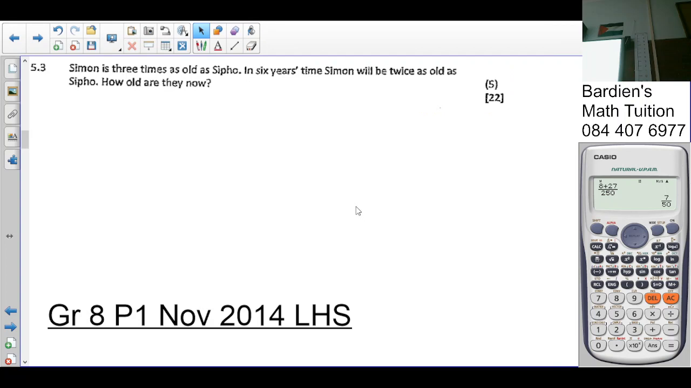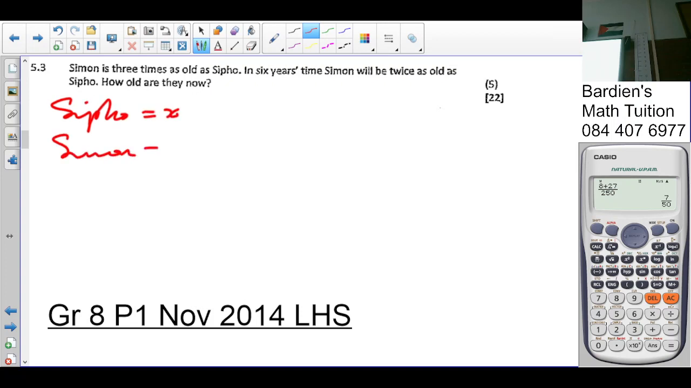Okay, so we got two people here. This is Simone. He's 3 times as old as Sipo. Simone is 3 times as old as Sipo. So who is younger? Sipo. So you let Sipo equal x. Then Simone is equal to 3 times as old as Sipo, which is 3x. Not so?